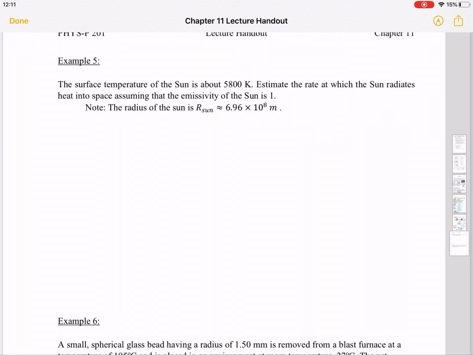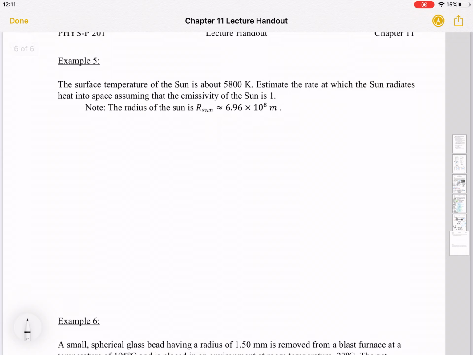So the surface temperature of the sun is 5,800 Kelvin. Let's estimate the rate at which the sun radiates heat into space, assuming that the emissivity of the sun is 1. That's a pretty good estimate for the emissivity of the sun, because we're basically asking how much of the light that hits the sun reflects off of it, compared to the light that the sun is emitting, right? So the sun emits light, that light reflects off of things in the solar system, and then goes back to the sun. Most of what we see from the sun is actually sourced at the sun and not just reflecting off of the sun.